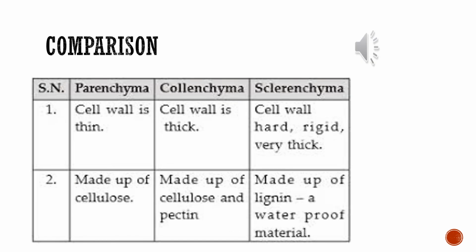Comparison must be there when you are talking about the three types of simple permanent tissue. One simple difference that you can see easily is the cell wall, and the second important difference you can talk about is that the other cells are living, while sclerenchymatous cells are dead cells. The composition will also be included in the differences: they are made up of cellulose, and here the lignin, a cement-like material, will be there, which is waterproof. A lignin material makes up the sclerenchyma.